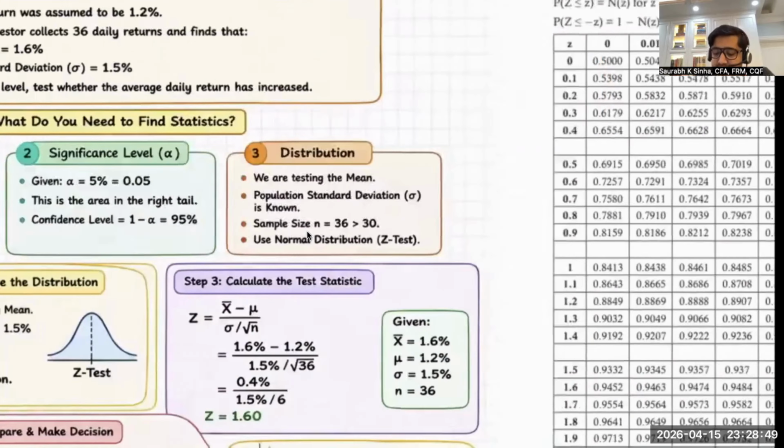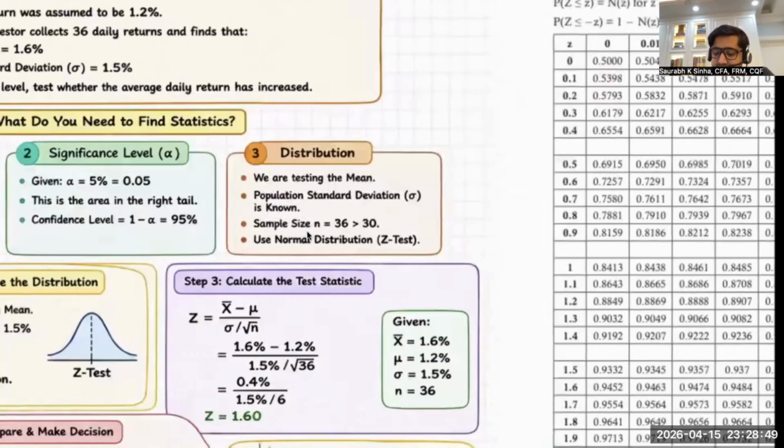Now, I have to compare the critical value and the test statistic to find out whether I have rejected the null hypothesis or failed to reject the null hypothesis. If my test statistic falls in this region, I will reject the null hypothesis. If my test statistic falls in this region, I fail to reject the null hypothesis, or in very simple terms, I accept the null hypothesis. Let's see what value we have.